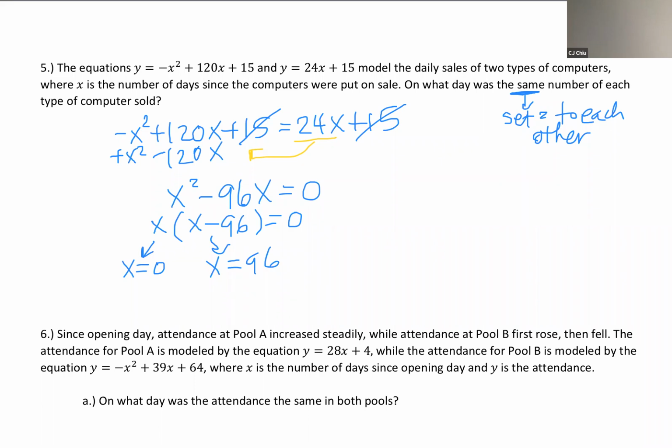X equals 0 doesn't make sense. That's just 0 days. So we don't want that. So we take 96 days. They will sell the same number of computers.